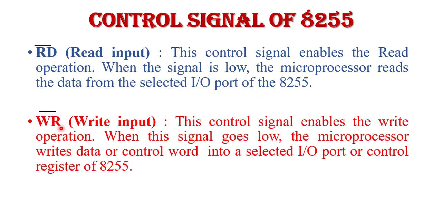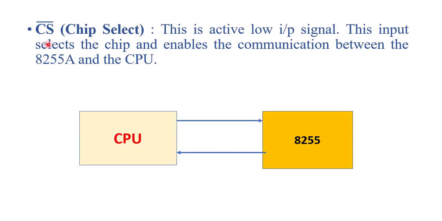Next is the WR pin, that is the write pin. This is also a logic low pin because of the bar over the pin. This control signal enables the write operation. When this signal goes low, the microprocessor writes data or a control word into a selected input output port or control register of 8255.